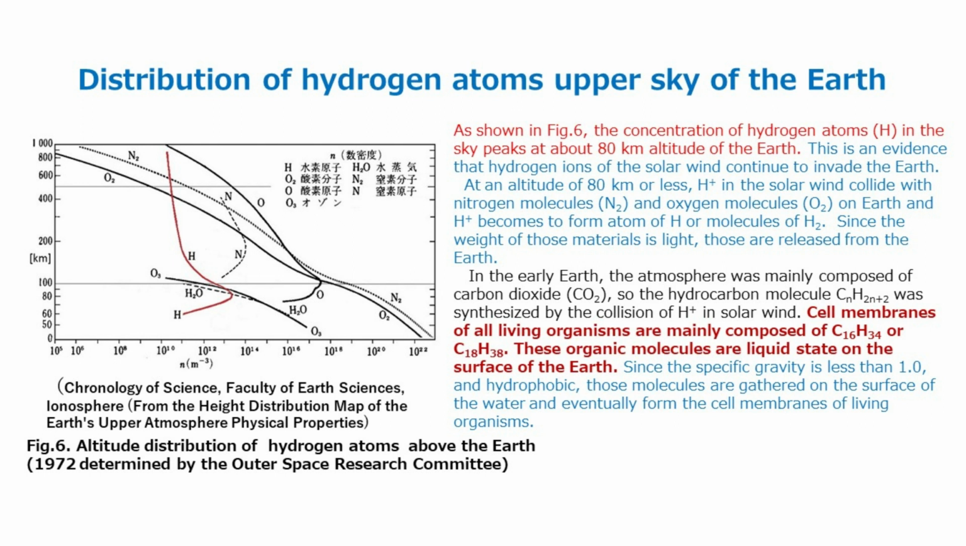At an altitude of 80 km or less, H+ in the solar wind collide with nitrogen molecules N2 and oxygen molecules O2 on Earth, and H+ becomes atoms of H or molecules of H2. Since the weight of those materials is light, they are released from the Earth. In the early Earth, the atmosphere was mainly composed of carbon dioxide CO2, so the hydrocarbon molecule CnH2n+2 was synthesized by the collision of H+ in solar wind.